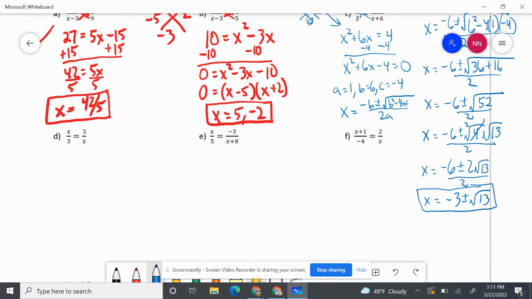Pause the video, try those next three and see how you do. So letter D, we cross multiply, and what we get is x squared equals 9. We're going to take the square root, and remember there's a positive root and a negative root, so plus or minus 3.